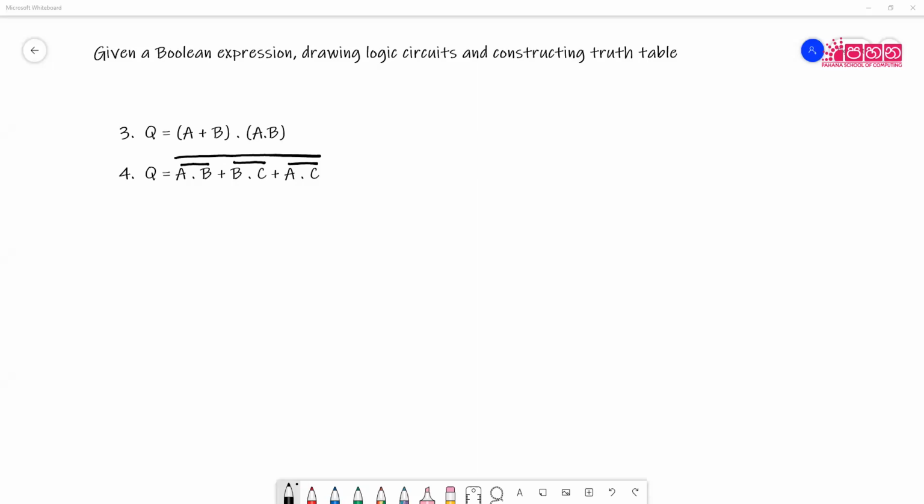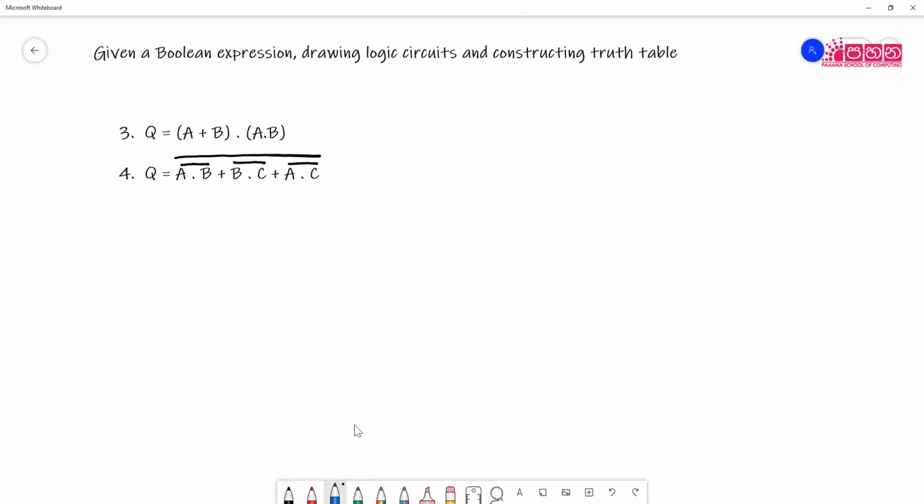So let's start with the third one. In the third one, what we had was Q equals A plus B dot A dot B, which means we have two inputs and then we have three gates. How do you know? Here we have one A plus B, here A dot B, and then another dot. So that means we have an OR gate here, an AND gate here, and another AND gate here, right?